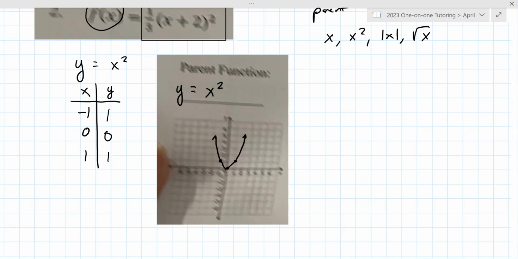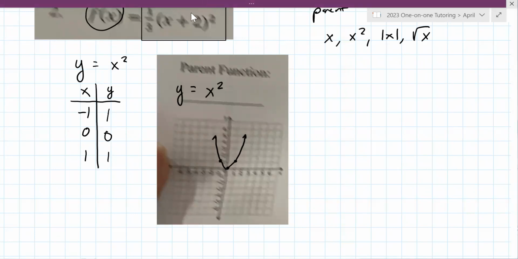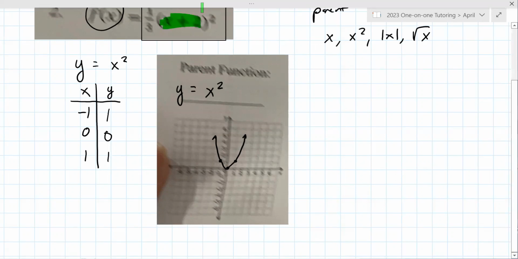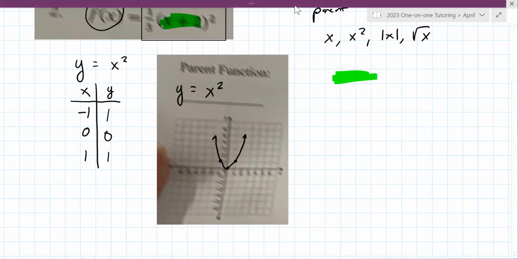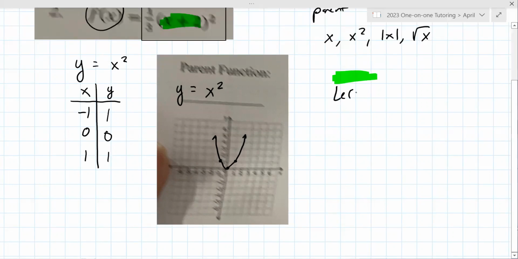Okay, so we are going to do the first transformation. The first transformation, Sourish, is left 2. So this x plus 2 right here, that means we're going to go left 2. Does that affect the x or the y value when you go left? It affects the y value.